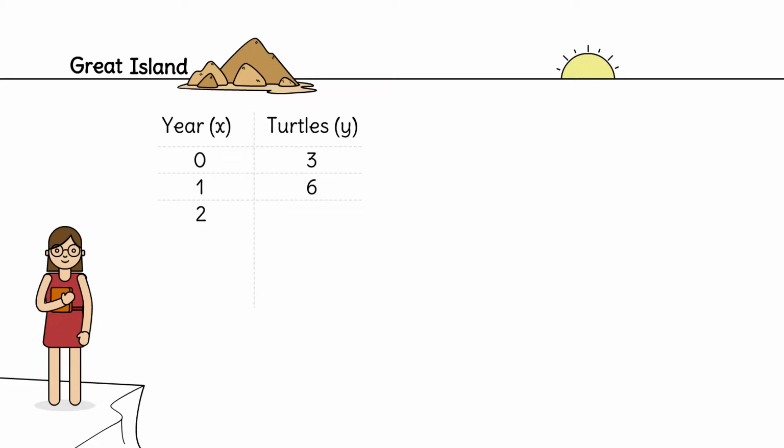In 2 years, there are 12, and in 3, there are 24. She collects data for 5 years. She calls the year X and the number of turtles Y. Can you see any patterns?